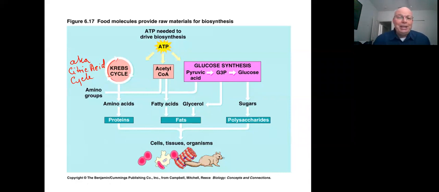And so if you take in excess calories in the form of protein or sugars, guess where those go? Guess where they wind up? You guessed it, fats, because we can turn these excess products out of the citric acid cycle, out of what is referred to as gluconeogenesis.